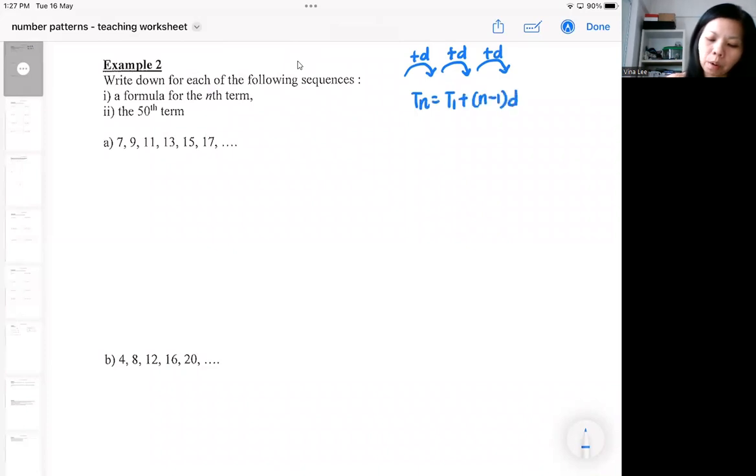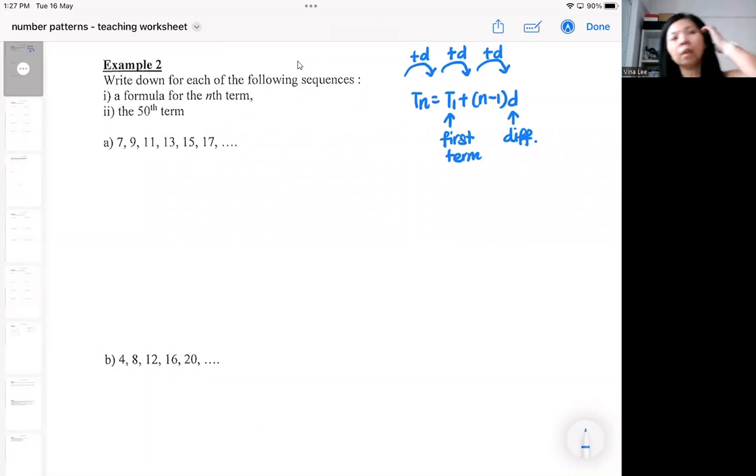This formula requires you to put in the first term, and it also requires you to put in the common difference. Okay, if you look at example 2a, I need to answer two parts of it. I need to find a formula for the nth term, and I need to find the 50th term. For the 50th term, you're not going to work all the way until the 50th term. Once you've got the formula, you can generate any term that you like. So we'll be focusing on how to get the nth term first.